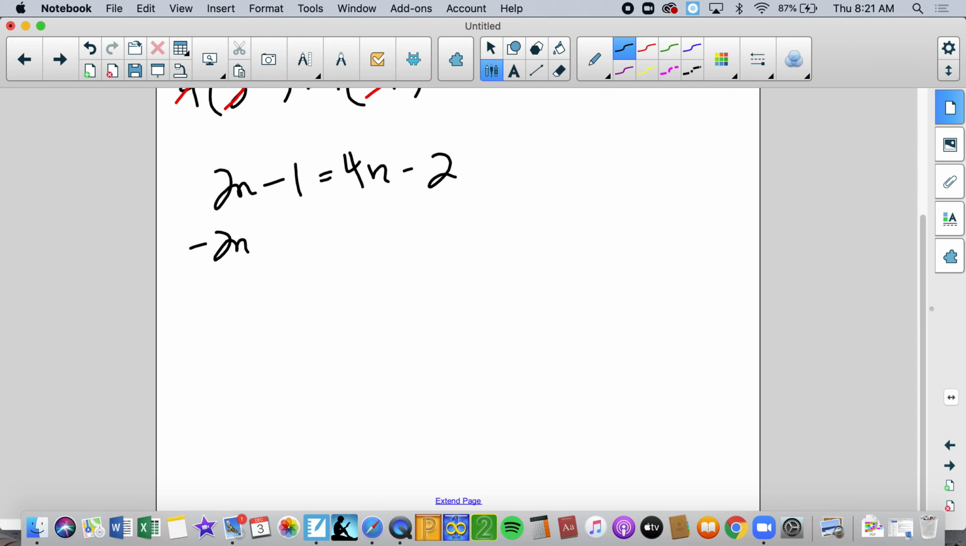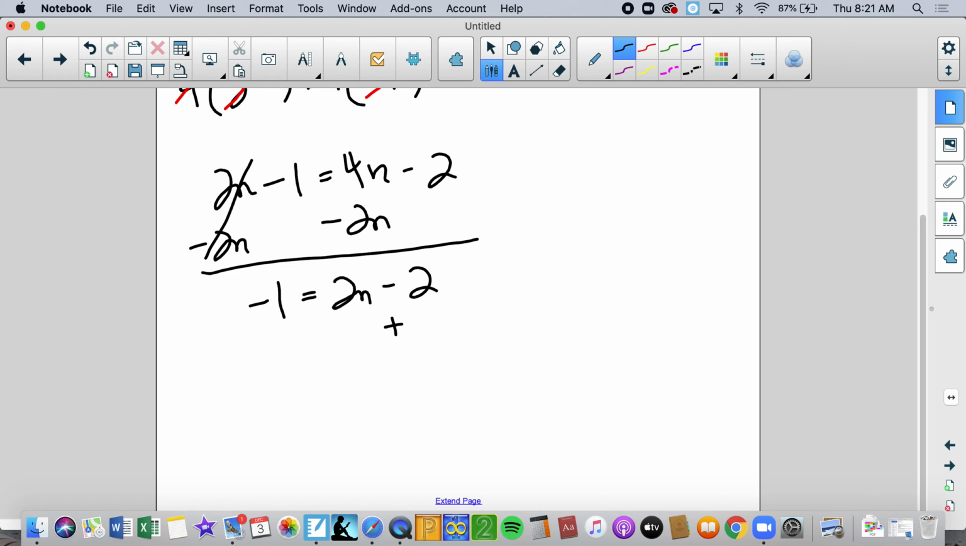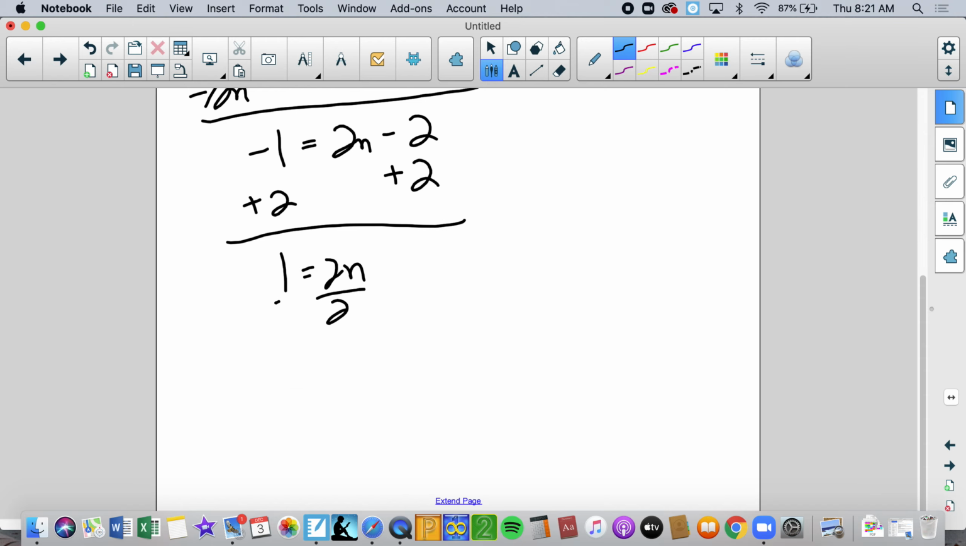I'm going to move to this side, so I end up with a positive variable. It doesn't matter. You can move it to either way. It's not going to change your answer. And now my variables are consolidated on the right. I'm going to isolate it by moving the constants. And then I'm going to divide by 2. And I get 1/2 equals n.